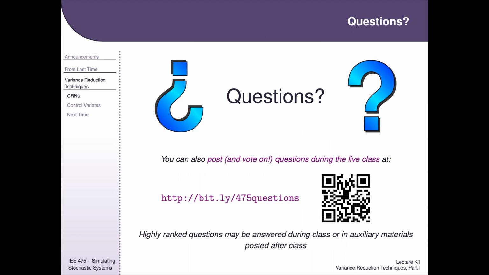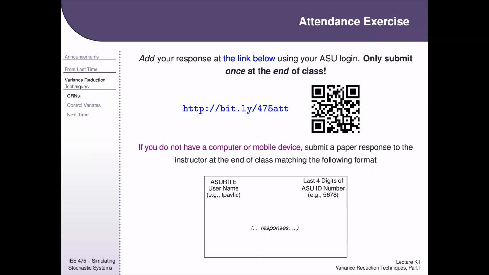All right, well, in that case, let's just do an attendance exercise. And that's all I'm gonna do for you today. And so the question that I will give for you here is, what sort of correlation does CRN depend upon inducing between models, positive or negative?